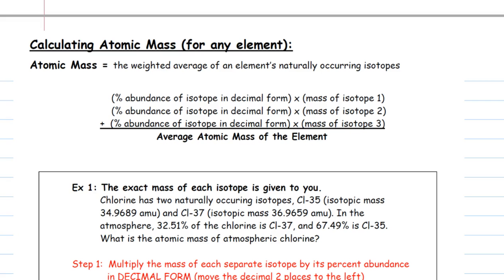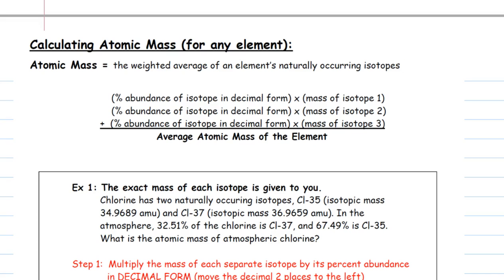Remember, we said the atomic mass, which is the decimal number on the periodic table, is the weighted average of an element's naturally occurring isotopes. So to calculate this, we're going to take the percent abundance of each isotope in decimal form, and multiply it by the mass of the isotope. Now remember, to make the percent abundance go from a percent to a decimal, you're going to move the decimal point over 2 places to the left.